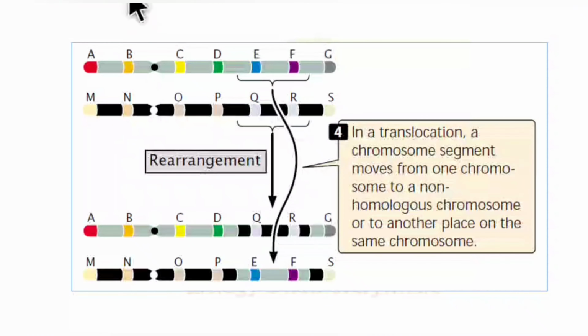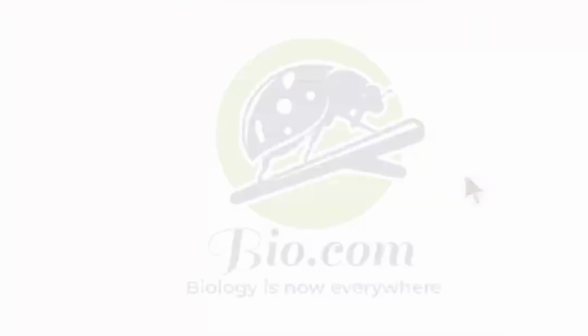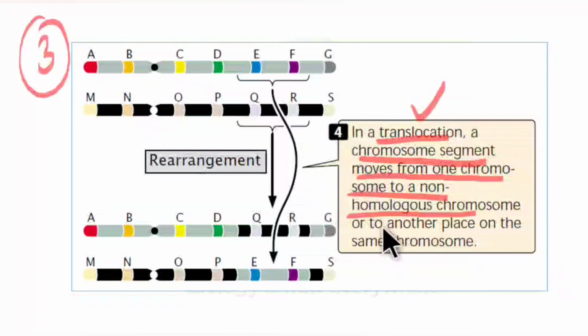Now the third concept, that is translocation. So basically in a translocation, a chromosome segment moves from one chromosome to a non-homologous chromosome or to another place on the same chromosome. So basically translocation में क्या होता है कि एक क्रोमोसोम का सेगमेंट, सपोज कि ये यहाँ पे जो एक क्रोमोसोम है ये सीक्वेंस है E एंड F, यानी कि एक जीन है E, एक जीन है F.